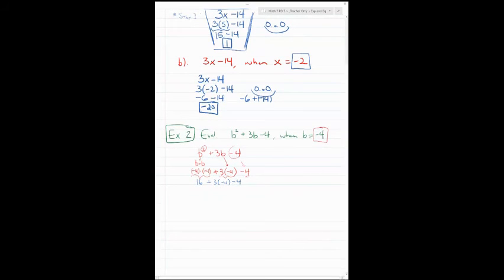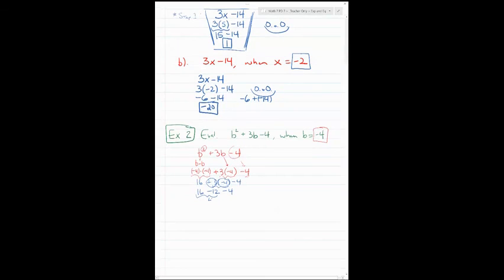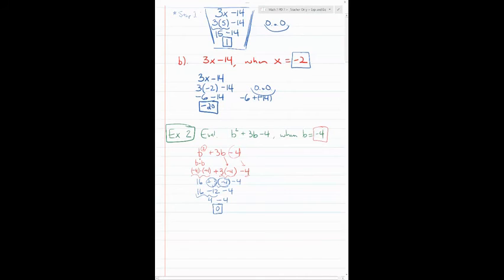The next operation we are allowed to do is this multiplication. So now we have a 16. Positive 3 times a negative 4 will give you a negative 12 minus 4. Now we can do our subtraction. 16 minus 12 is 4, and 4 minus 4 is 0. Again, go ahead and pause this video and make sure that you have all of that work down.